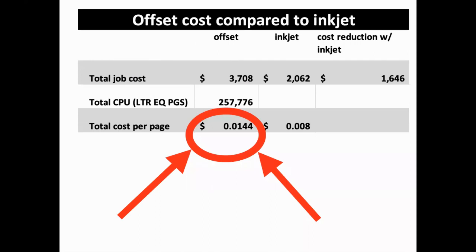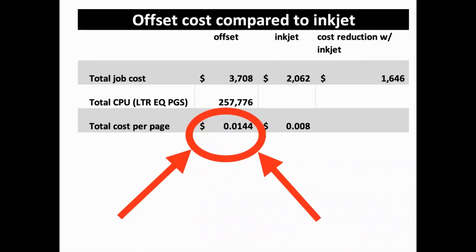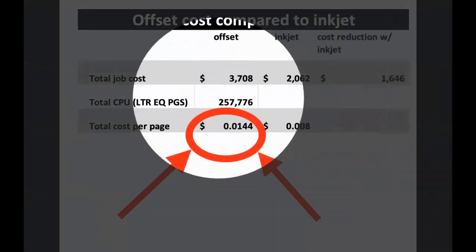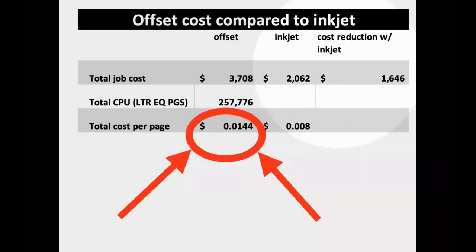So now the numbers are coming together. We can see the offset cost for a specific job and the Inkjet cost. And in this example, there's a cost reduction with Inkjet. Offset, Inkjet, cost reduction. Visualize this mechanic happening for every one of your jobs. We're pulling out of every one of your offset jobs this exact information.